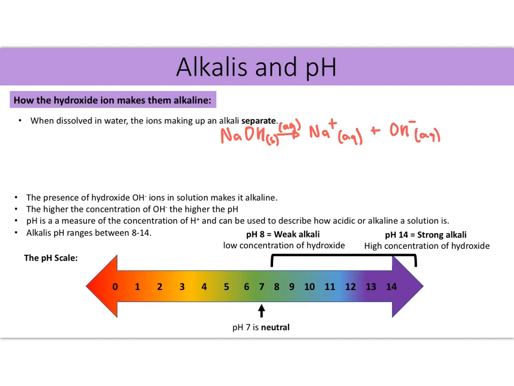So it's these OH minus ions that are going to be reacting with the H plus ions. The neutralisation reaction is going to be between the OH minus ions from the alkali and the H plus ions from the acid. The more OH minus ions that we have, or the higher the concentration of OH minus ions, the higher the pH. So what we think of as a weak alkali, pH 8, is a low concentration of hydroxide ions. But strong alkalis, like pH 13, have a high concentration of hydroxide ions.